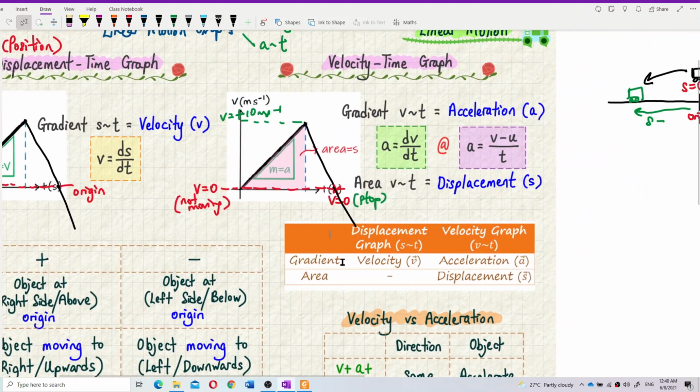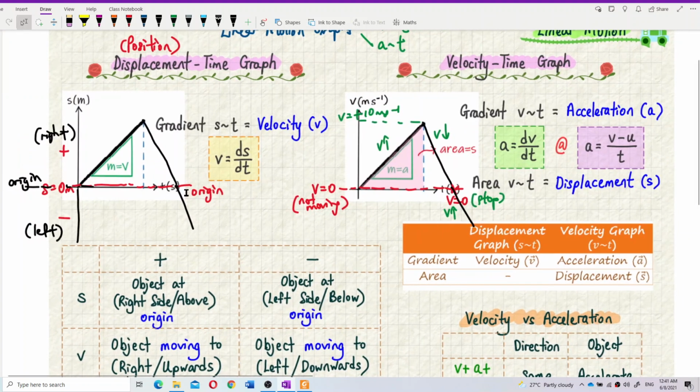Okay, so what I can say is the object here starts from rest, then the velocity increases, and then here at the top speed, and then here the velocity decreases, and then it comes to a stop, and then the velocity increases again, but it's moving in the opposite direction. Okay, this is what it means.